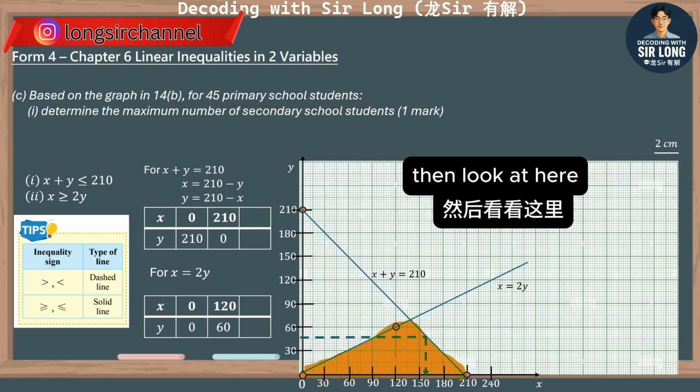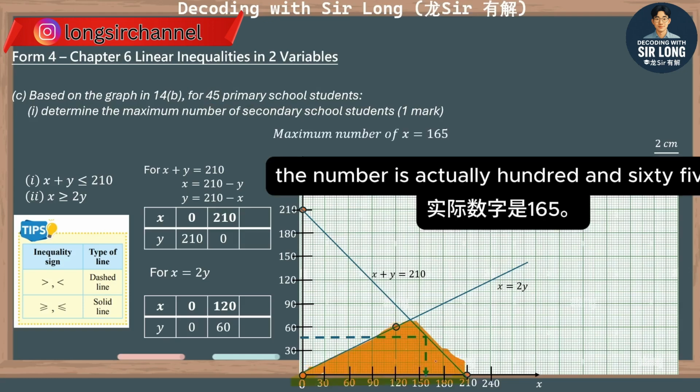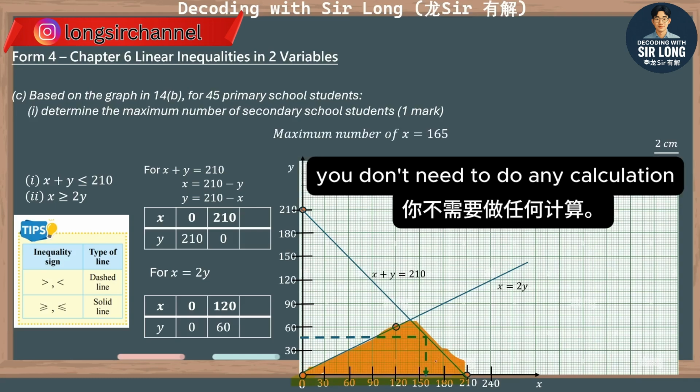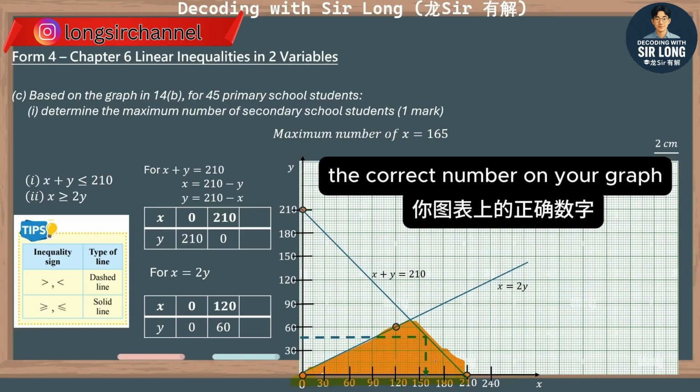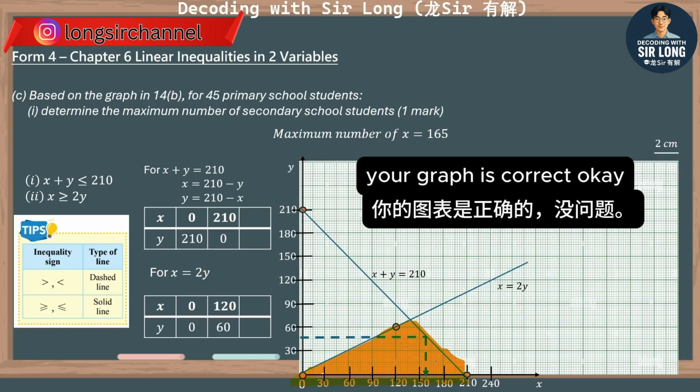Then look at here. Look at my arrow. So what is the number? The number is actually 165. That's it. For this question, you don't need to do any calculation. Just make sure that you are able to read the correct number on your graph. But beforehand, you must make sure that your graph is correct.